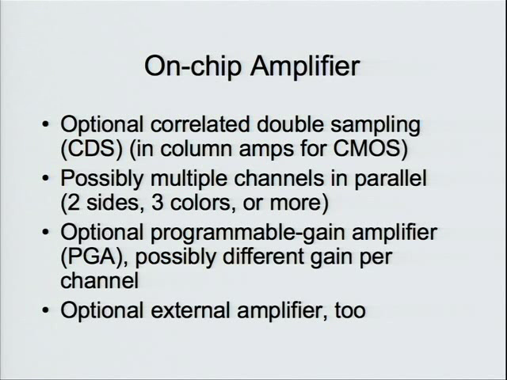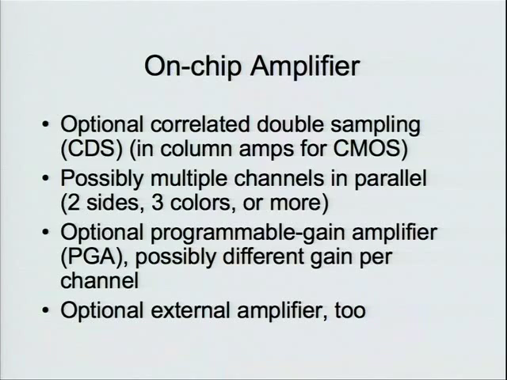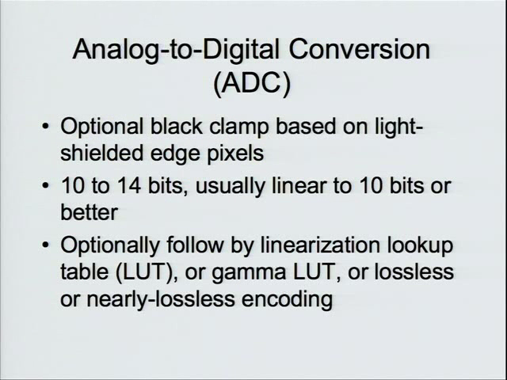Some of the chips have, and some don't have, a programmable gain associated with their amplifiers. Some of them are fixed gain. So the software controlling the camera can increase the gain or decrease the gain if that optimizes the performance for different ISO speed settings and so forth. And in many cases, there's also an off-chip amplifier between the sensor chip and the A to D converter.